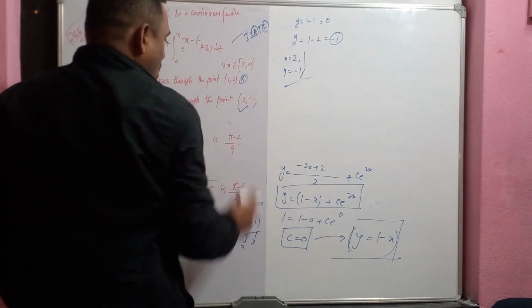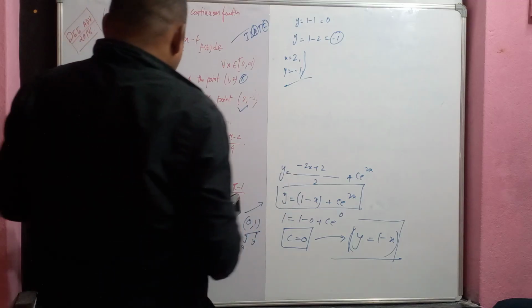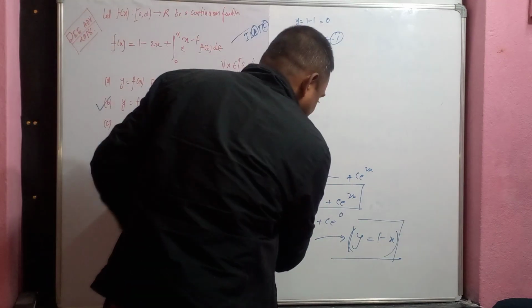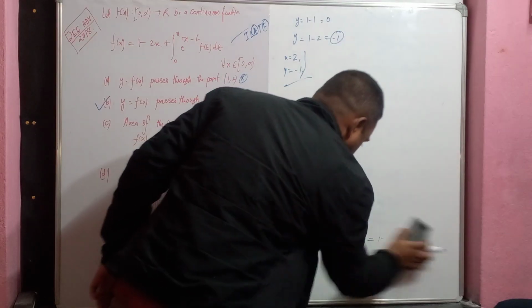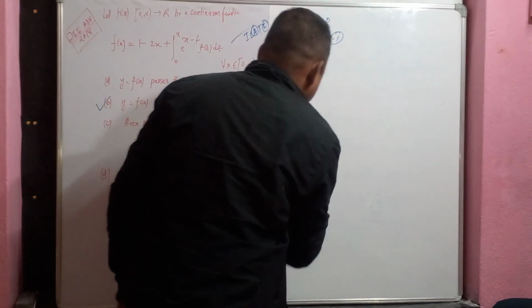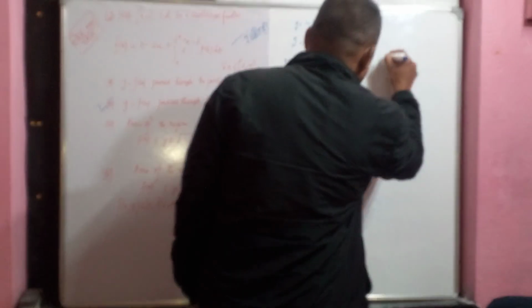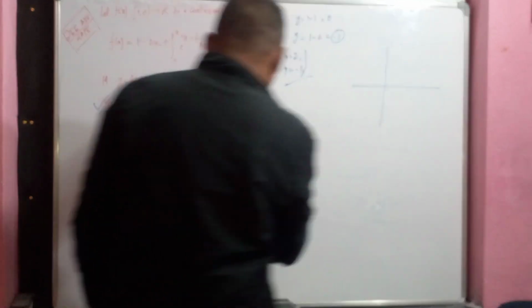First one is wrong. Now we have to find out the area between this curve and this curve. So first draw these two curves. This curve is basically a circle. See, suppose this is a circle, no?